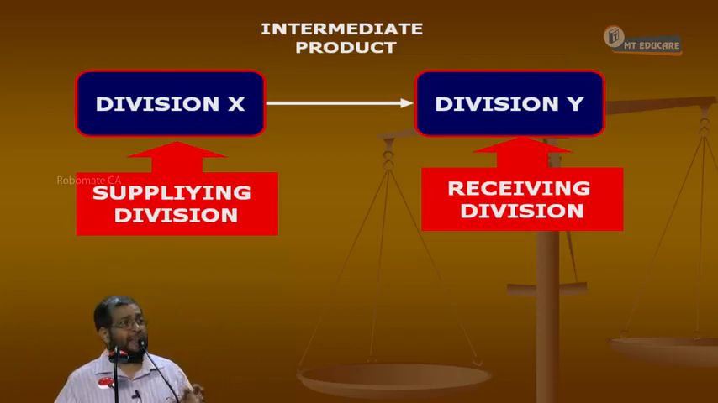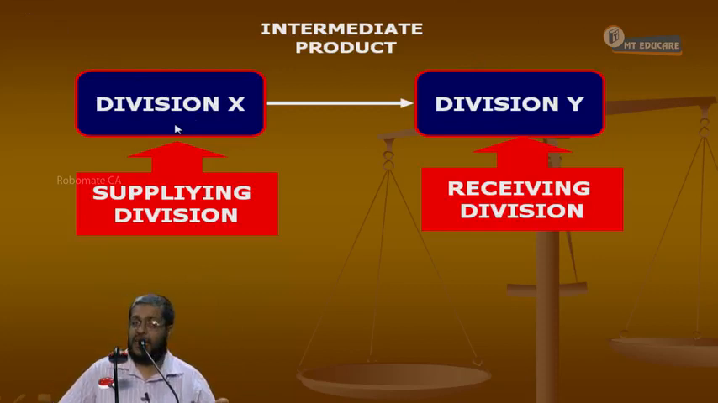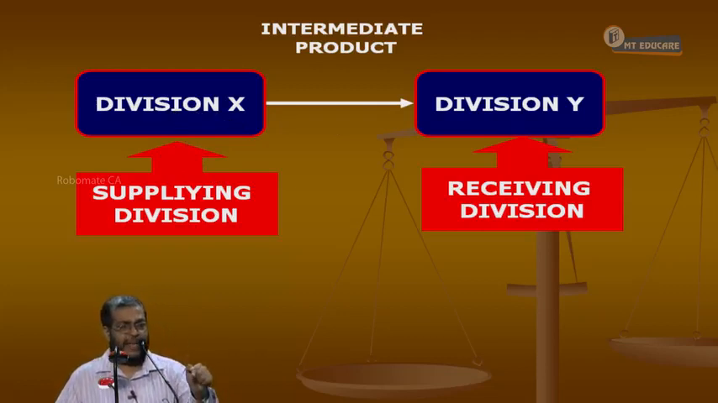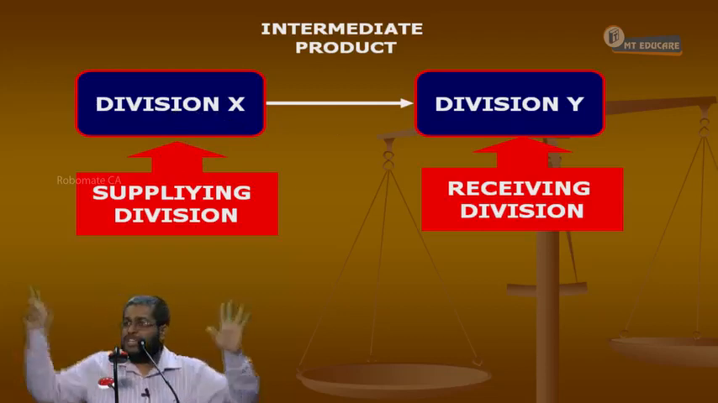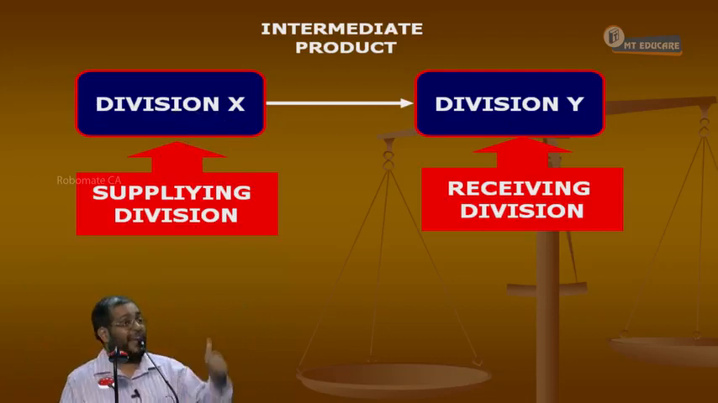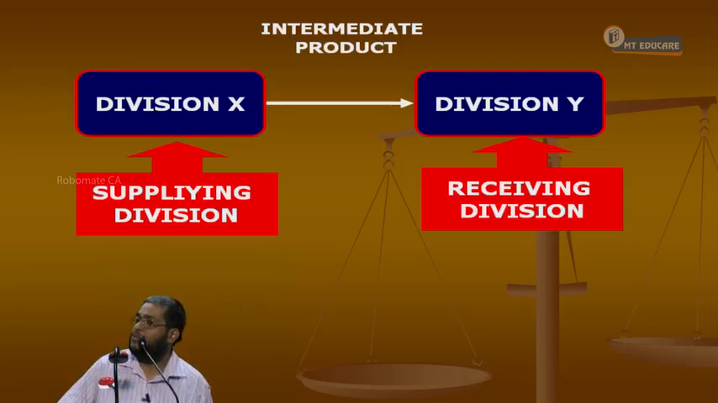Now, if the transfer price is fixed very high, what happens to division X profit? Increases. What happens to division Y profit? Decreases. Low transfer price: what happens to division X profit? Decreases. Division Y profit increases. Tell me, does the transfer price have the ability to influence division profit or not? Yes. It has the ability to influence the profit reported by the division. Point number 2. Yes or no?